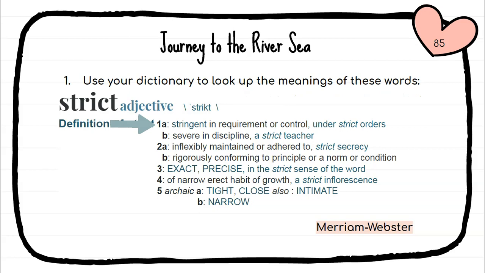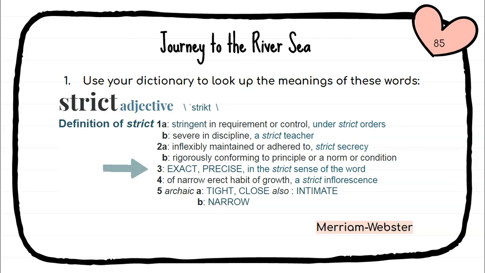Right, I wanted to show you as well that in the Merriam-Webster they show quite a few different definitions, and also a little phrase or little part of a sentence so that you can see what it means. For example, one definition of strict could be severe in discipline, and they give you the example, a strict teacher. So it's quite nice if you struggle to understand the meaning of a word. The Merriam-Webster is quite a nice place to go.